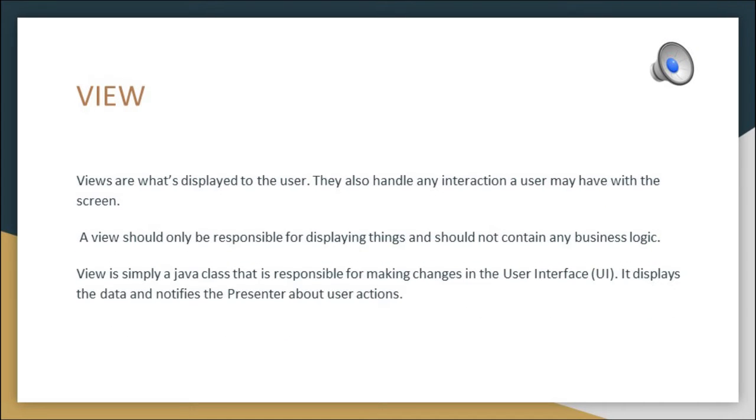The next component of MVP is the view. This is the user interface layer. It's responsible for displaying data to the screen, handling user interactions, and notifying the presenter about it. It does not know how the data is processed in the background, and it does not contain any business logic.